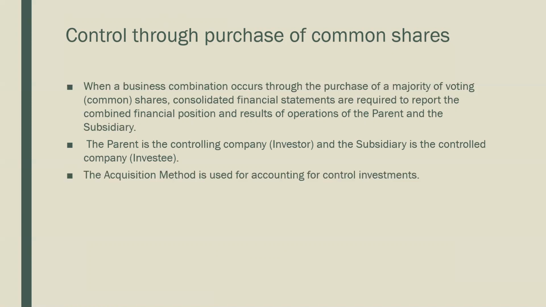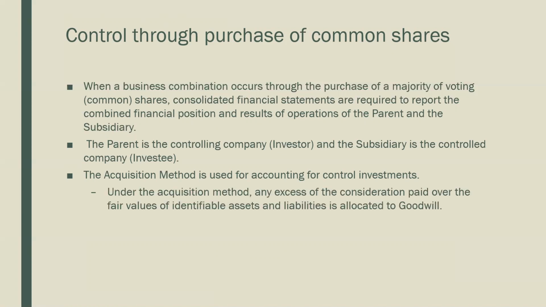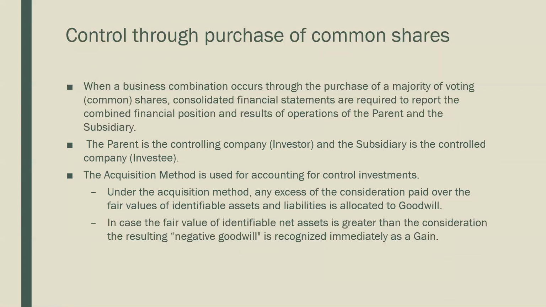And the acquisition method is used for accounting for control investments. Under this method, any excess of the consideration paid over the fair values of identifiable assets and liabilities is allocated to goodwill. And in case there is negative goodwill, it is recognized immediately as a gain by the investor.